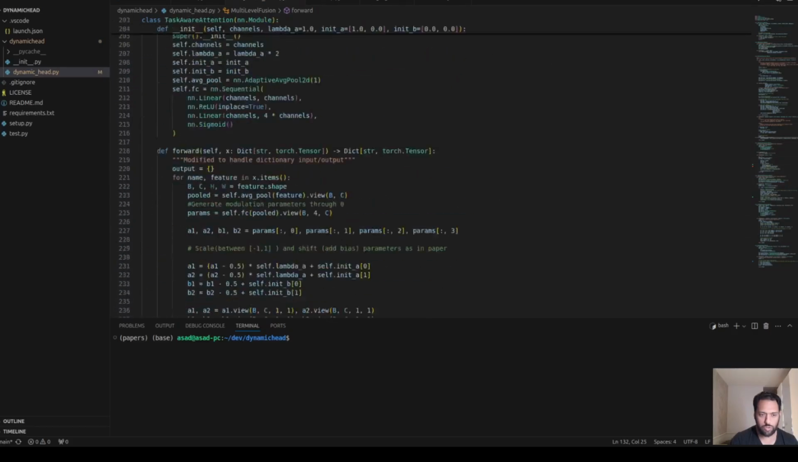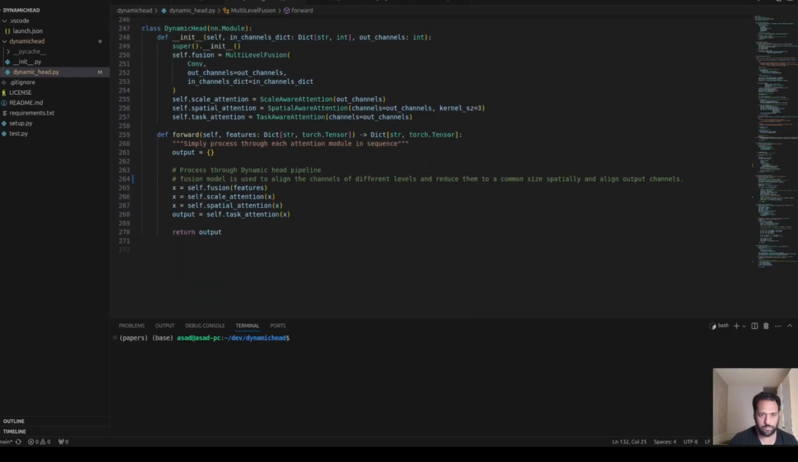The next module is scale aware attention. So what we got after multi-level fusion is that we mapped the number of channels to our output channels for each feature level, and we also now have the consecutive feature list for each dictionary item.